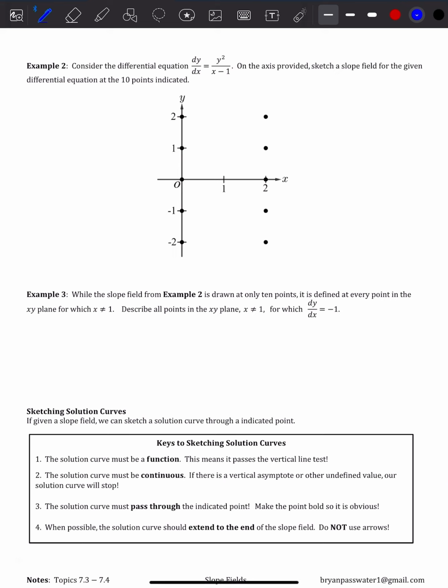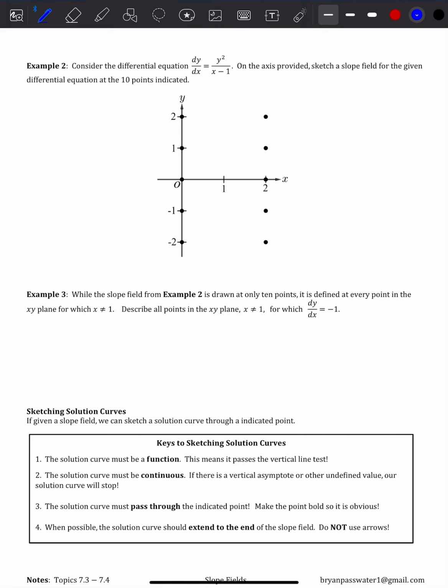So consider the differential equation y squared divided by x minus 1 on the axes provided. Sketch a slope field for the given differential equation at the 10 indicated points. Okay, so here's the deal. They don't necessarily care if you show them all of your work. So that table that we did, we don't necessarily have to do. It might just be helpful to keep things together. So we can do this one point at a time and think through what our problem would be. We just have to make sure we get to every point.